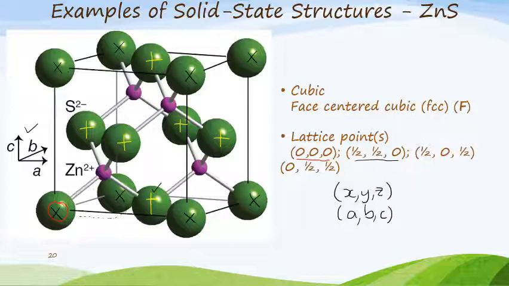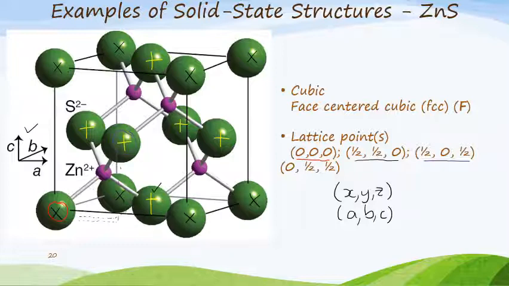Okay, let's have a look now at the 1/2, 0, 1/2. Okay, so this will be a 1/2 in A, no movement in B, but a 1/2 in C. So we're going a 1/2 in A, and then no movement backwards, but a 1/2 up. Okay, so that is this atom over here.